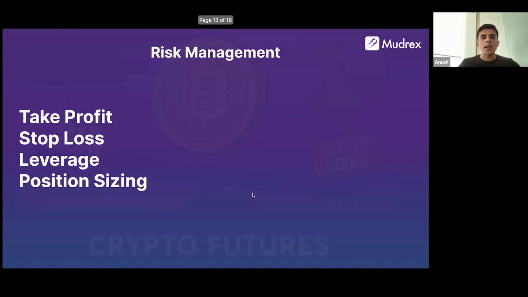Okay. So now let's dive into risk management. This is a huge part in crypto futures trading that I want everybody here to understand. Now, I know this may not sound as exciting as finding the perfect entry point or catching the next breakout, but honestly, this is where most traders win or lose in the long run.